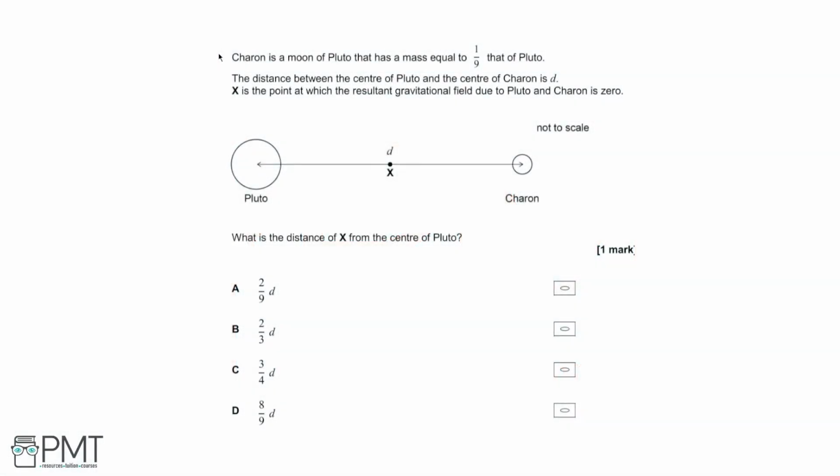This question is about gravitational fields. The question says, Charon is a moon of Pluto that has a mass equal to 1/9 that of Pluto. The distance between the center of Pluto and the center of Charon is D. X is the point at which the resultant gravitational field due to Pluto and Charon is 0. What is the distance of X from the center of Pluto?